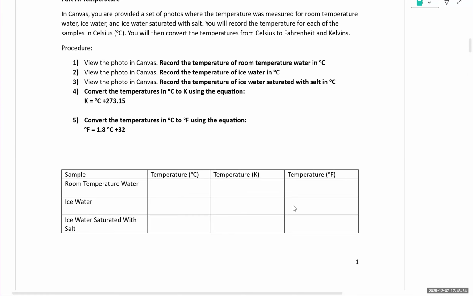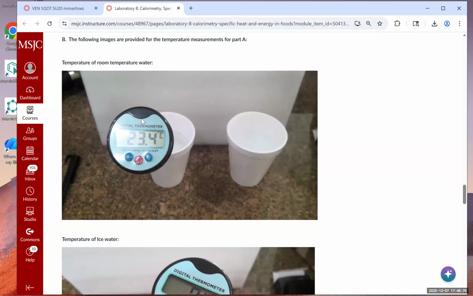Okay, so let's take some measurements. So here's the room temperature water we see in our thermometer. It's about 23.4 degrees Celsius.